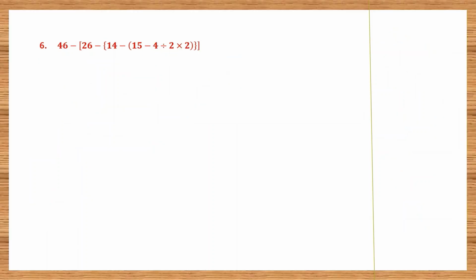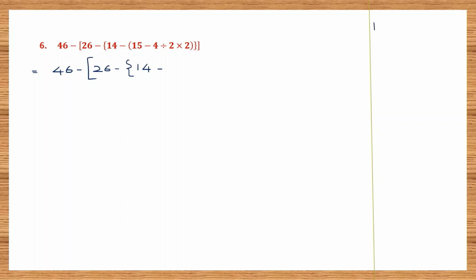Question 6. Again, look out for the different brackets that you have. Square bracket, curly bracket, parenthesis. We don't have a bar bracket. So we have only 3 brackets here. That means we need to work out what is inside the parenthesis first. So let's write down everything else as it is. So here we have 46 minus square bracket 26 minus curly bracket 14 minus. Okay, now let's see what's within the parentheses.